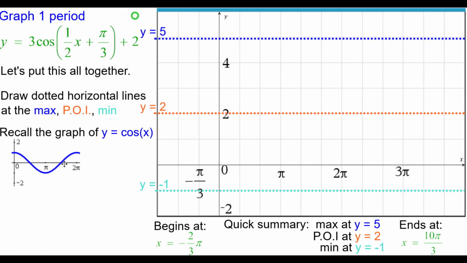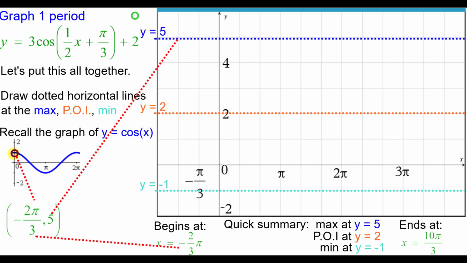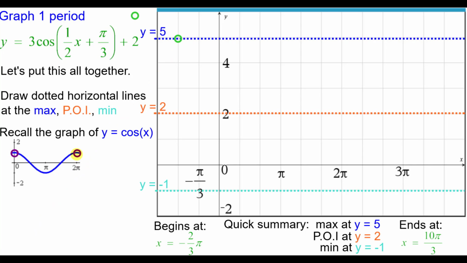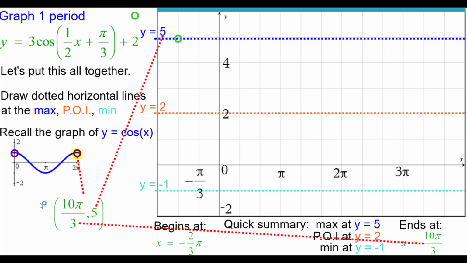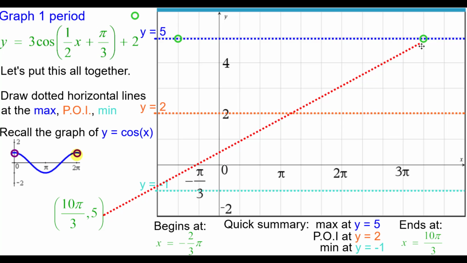Recall the graph of y equals cosine of x, one period of that. It starts at a maximum. So normally that would be at 0, 1, but for our purposes, that's going to be at -2 pi over 3, 5. So that's where we'll start, and we'll plot a point there. The end of the period is normally a period later, at 2 pi, 1, but this one is going to end at 10 pi over 3, also at a maximum of 5, so we'll plot a point there.